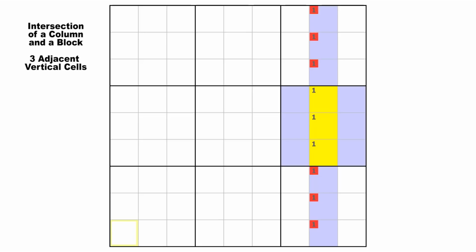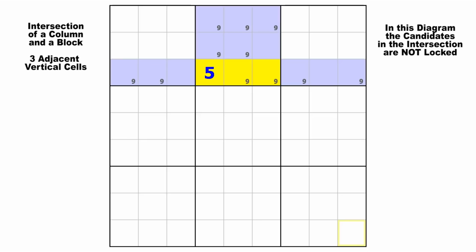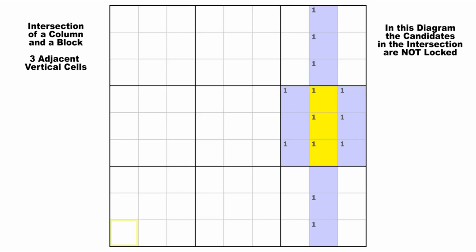And again, you can see that this works either way regardless of whether there are 2 or 3 instances of our candidate in the 3 intersection cells. Now, if there are other instances of the candidate in both the row and the block like this, or in both the column and the block like this, then the 2 or 3 candidates in the 3-cell intersection are not locked and no conclusions can be drawn. And that's it. That is how locked candidates work.